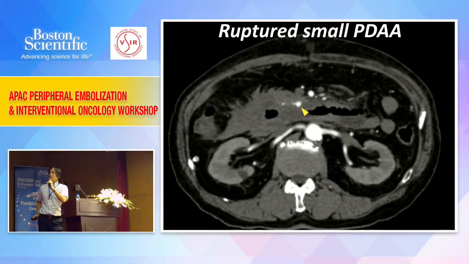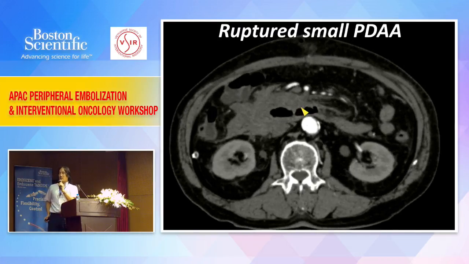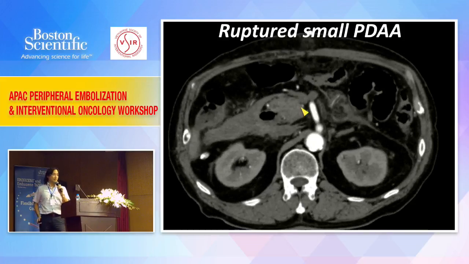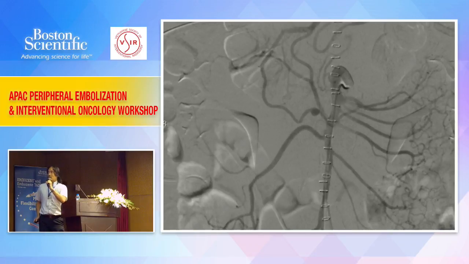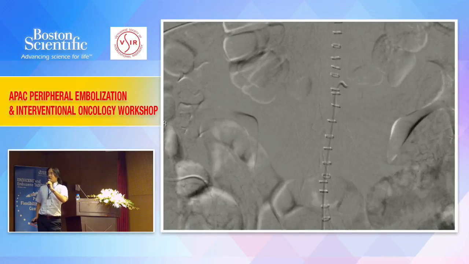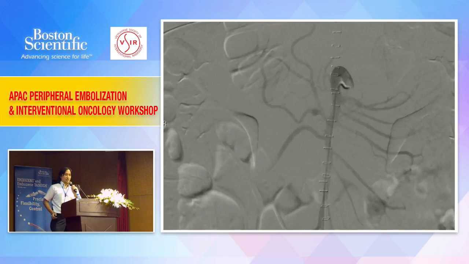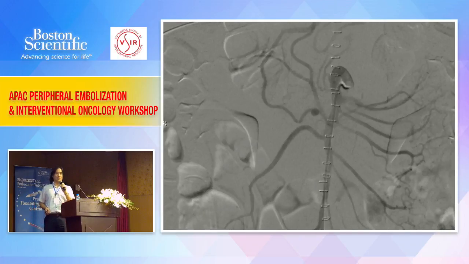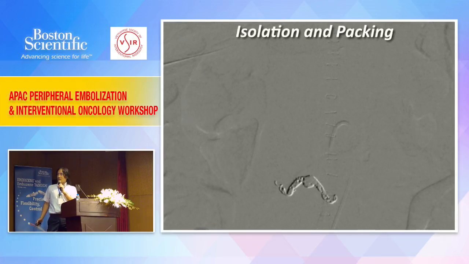So it's a case of a ruptured small pancreaticoduodenal artery aneurysm. You can see the huge hematoma in the retroperitoneal space. Also, you can see the tiny aneurysm here in the pancreatic arcade. Now, this is an angiography from the celiac artery. You can see the small aneurysm in the pancreatic arcade. The size is very small. However, in this location, the aneurysm can rupture, and we embolize.